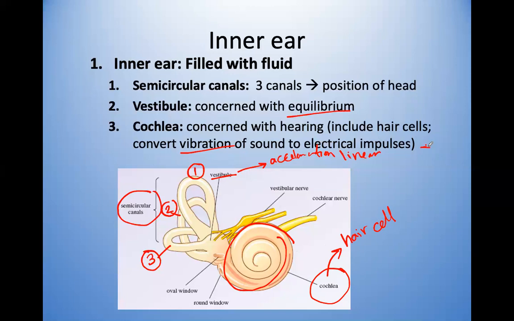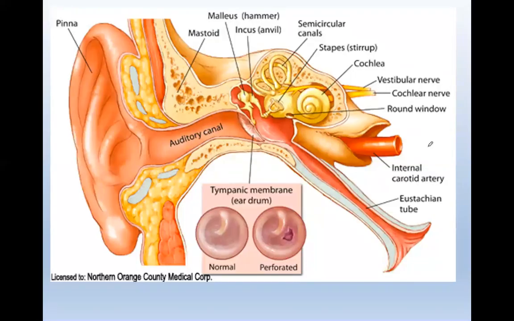Up to this point, when we were talking about the external ear and the middle ear, all they have done is take the signal and pass it from one place to another, right? Now, when that vibration gets into the inner ear, the cochlea, those vibrations are transferred to cells called hair cells, and those hair cells change those vibrations to electrical impulses.